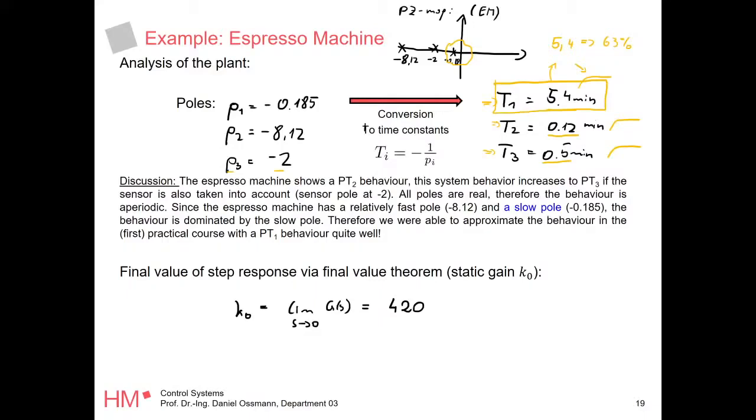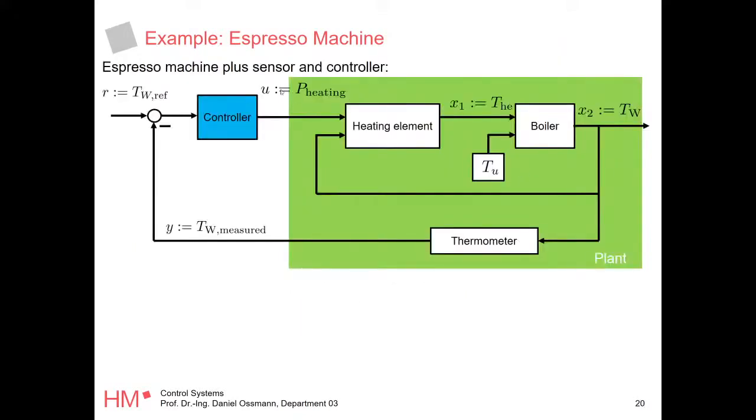Okay, so what's next? So this is the model, right? So this is just the espresso machine. Everything that's green here, this is our model here, what we just derived. Let's write it down here. This is our G of S, which is a PT3 system, right? As in Simulink, this describes your espresso machine.